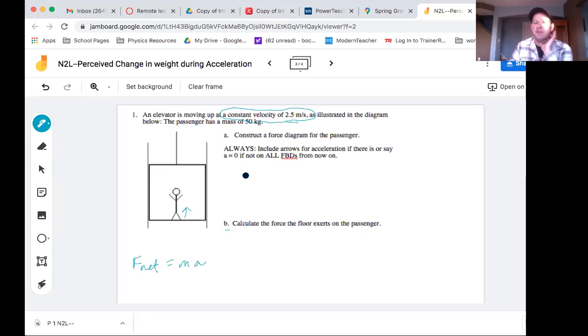All of the problems have to start with a free body diagram, because from the free body diagram, we get the left-hand side of our equation. Being a follow-up to the last unit, because it's constant velocity, we remember hopefully that the gravity force and the normal force are equal to each other. They're equal because a equals 0.